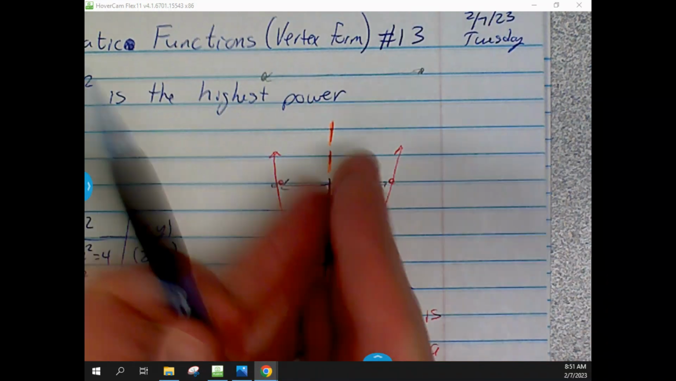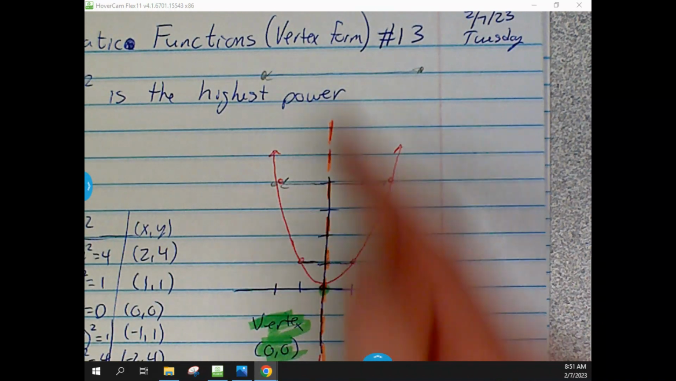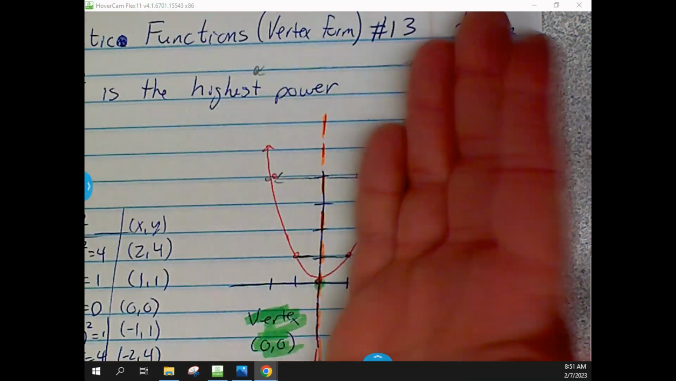It's basically a mirror. You've got a mirror that runs down this way, and it's a reflection from one side to the other.